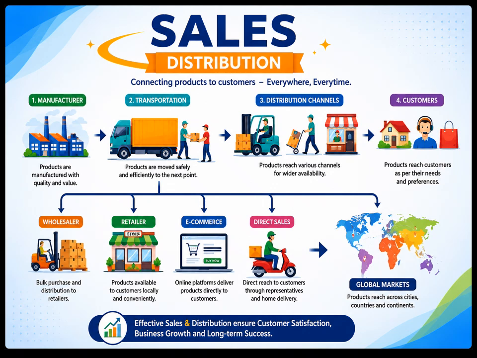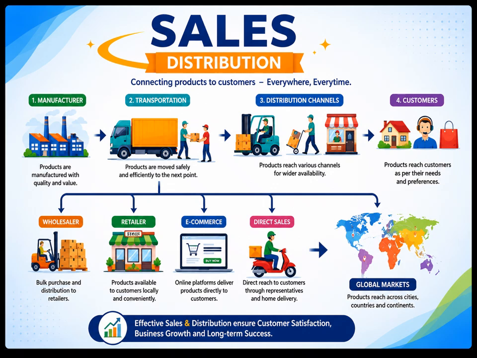The product reaches customers as per their needs and preferences, and different types of transportation models are used which involve distribution channels like wholesaler, retailer, e-commerce, direct sales. And now, in the time of global marketing, all these different channels are used simultaneously. Products reach across cities, countries, and continents using different types of channels or transportation media, using wholesaler, retailer, e-commerce, direct sale. Wholesaler: bulk purchase and distribution to the retailers.